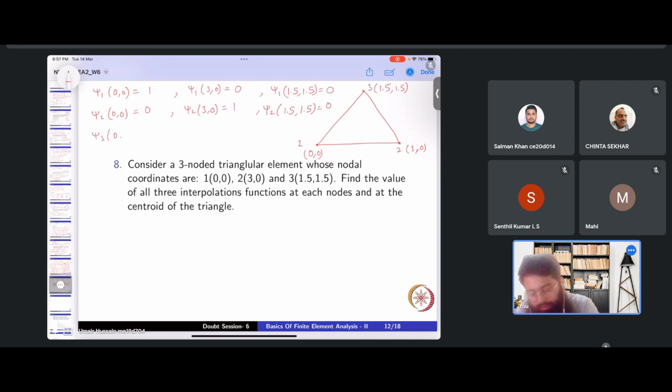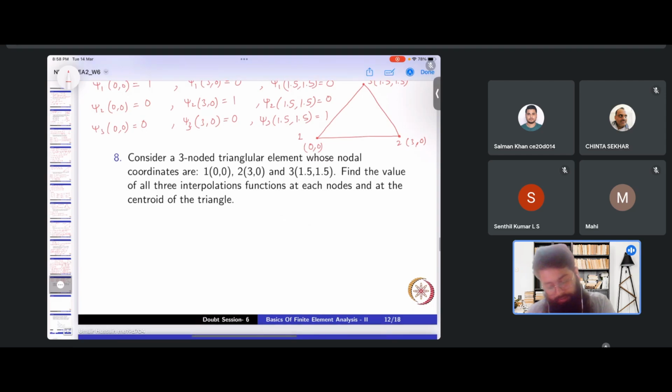For psi 3 at 0, 0, node 1, it would be 0. Psi 3 at node 2 would again be 0. And psi 3 at node 3 should give 1. So that's the basic rule of designing the interpolation functions: it should give a value 1 at the corresponding node and 0 at all other nodes. And the variation between depends on the choice of the functions. If they're linear functions, the variation is linear. If quadratic, the variation is a second degree polynomial.